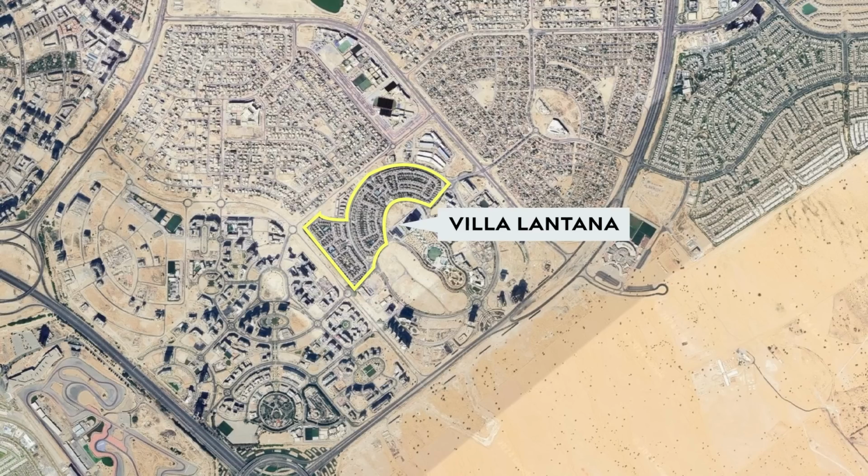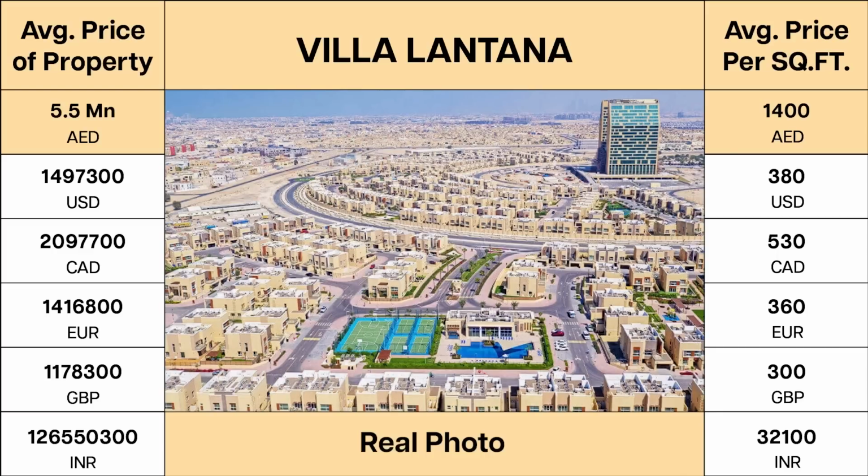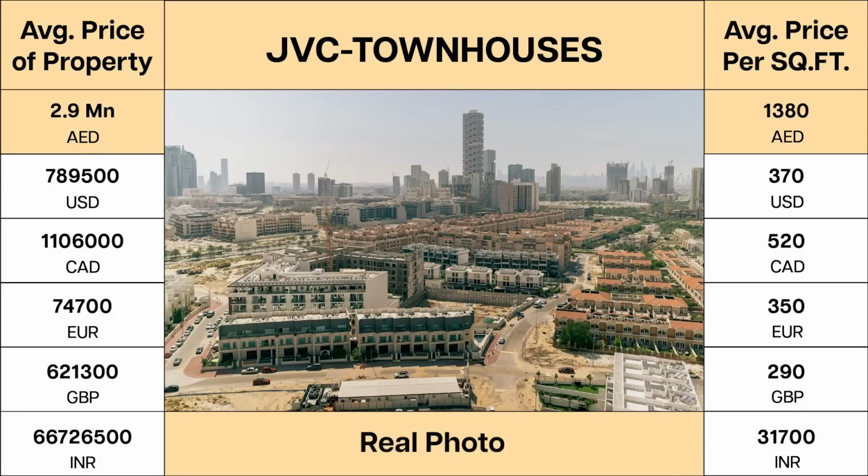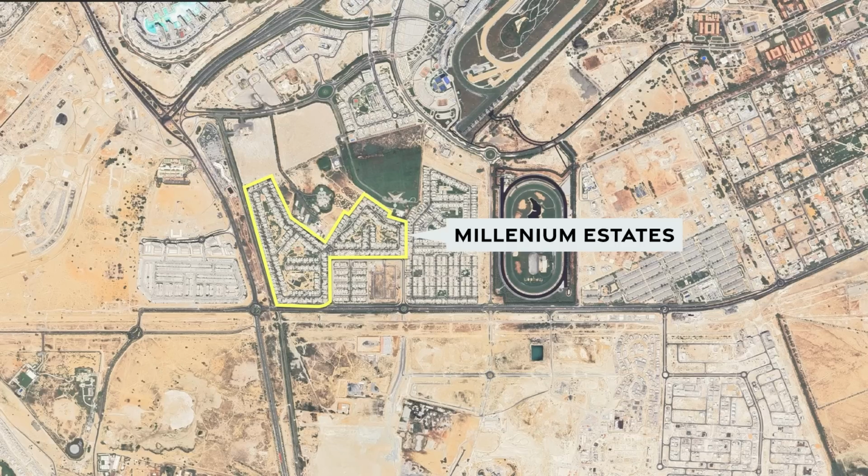Villa Lantana is a freehold ready villa community built by T-Com Group in Dubai's Science Park area. Average price per square foot is at 1,400. JVC, as discussed before, also has a lot of townhouses to offer from different developers that are placed next to the apartment buildings. Average price per square foot is at almost 1,400, with an average townhouse property costing around 2.9 million dirhams. Millennium Estates is another ready community built by G&Co in the Meydan area.